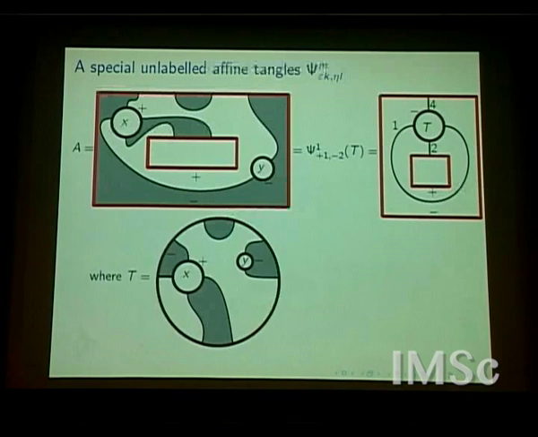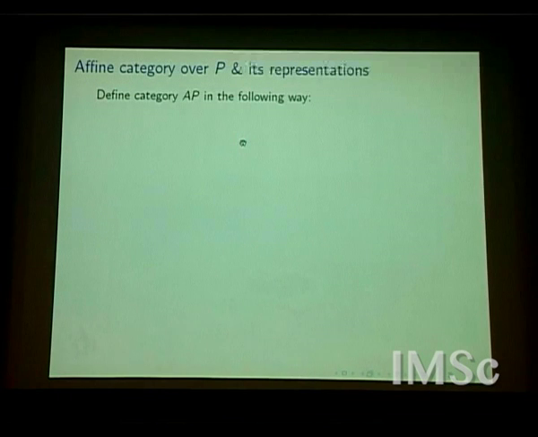Nevertheless, it is very important for us. So, for example, the T here is basically this picture which you see. If you shrink this T and put it here, you will get exactly this affine tangle.